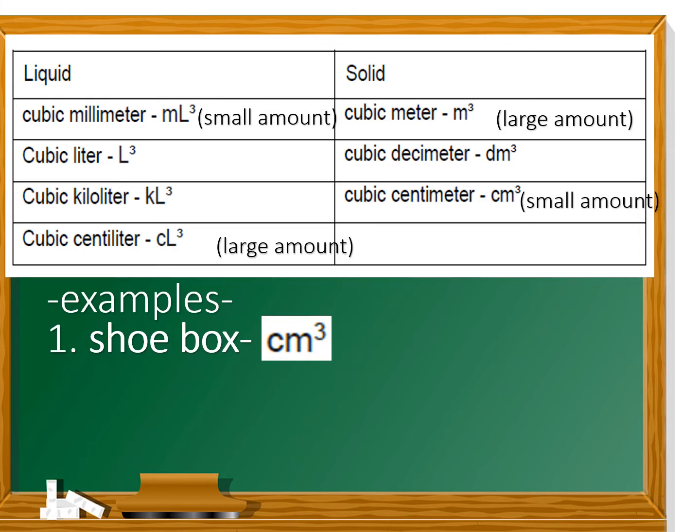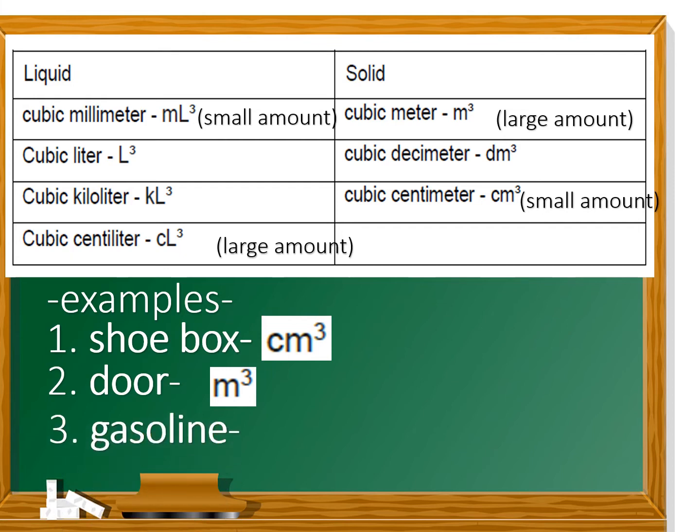Okay, cubic centimeter because a shoebox has a small amount of capacity. How about a door? Okay, we have to use cubic meters because a door is quite bigger and it has a larger amount of capacity. Next, gasoline. That is a liquid, of course, a bit large amount, so we have to use liters.